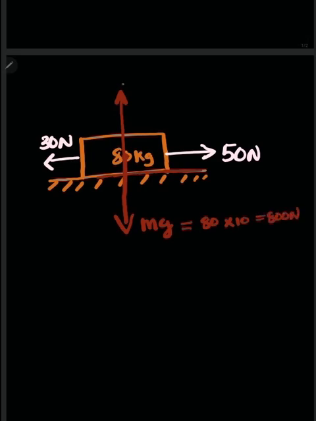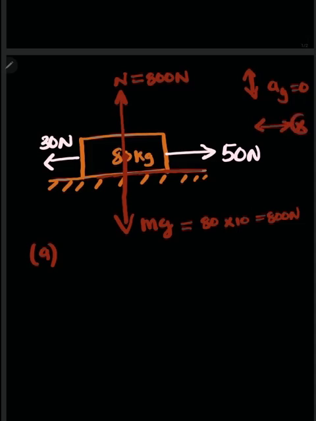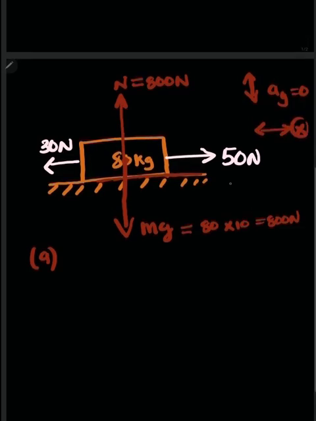So the normal force here, which balances the weight, is also equal to 800 newtons. In other words, the box cannot move in the y direction because the forces are balanced. So the acceleration in the y direction is 0. That is why they're asking us to find the net force. The box will only have a net force in the x direction, because the forces in the x direction are not balanced. We have 50 newtons here and 30 newtons here.